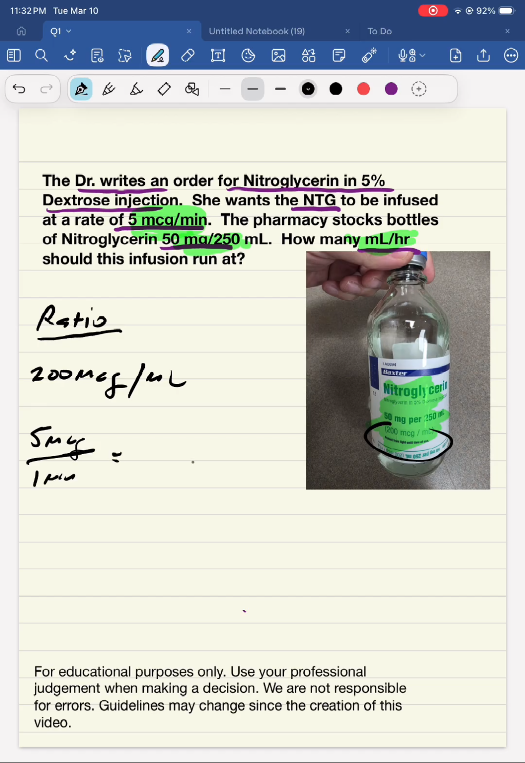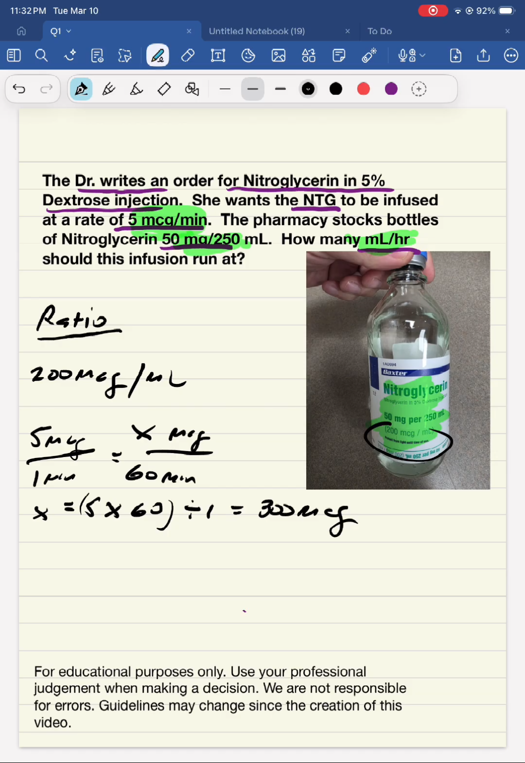So we know that we want to use 60 minutes because we want to run it in ml per hour. If in 1 minute we're giving 5 mics, how many in 60 minutes? So we're going to do 5 times 60 divided by 1, which is 300 micrograms. So the dose is going to be 300 micrograms per hour is what we're going to run this infusion at.